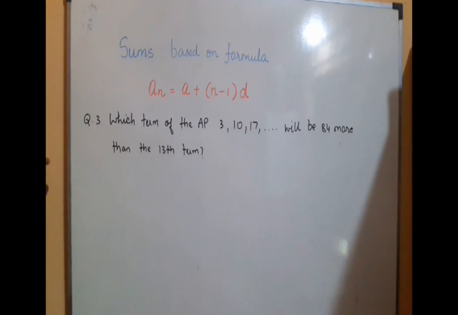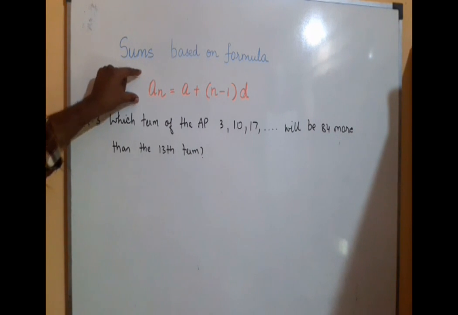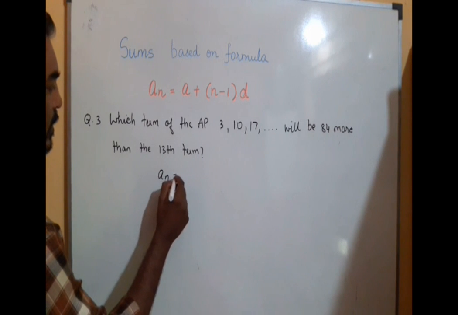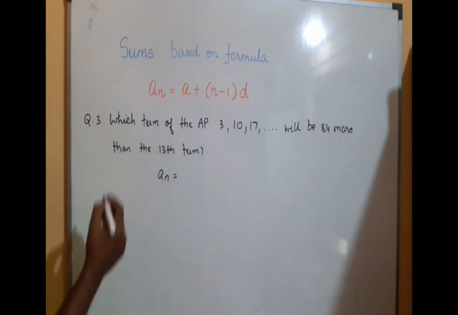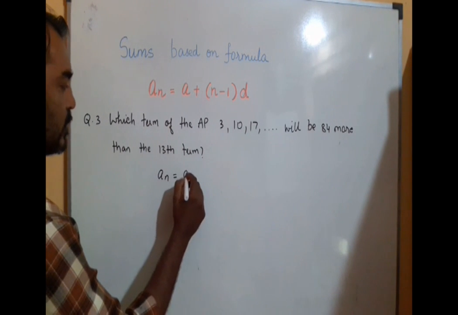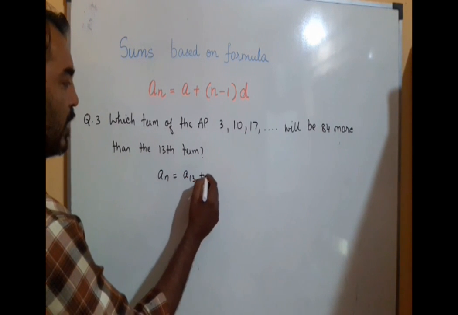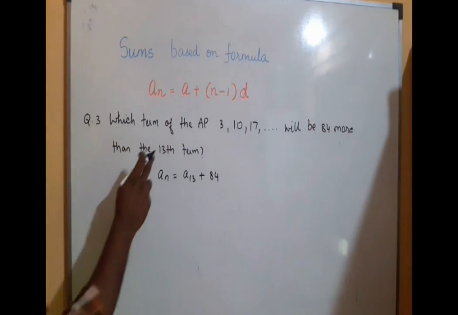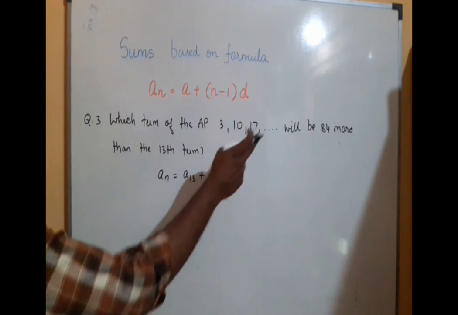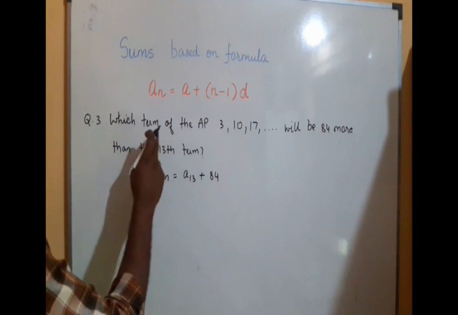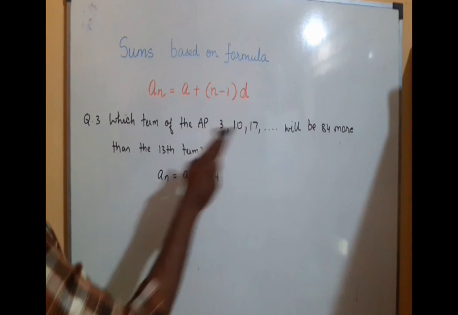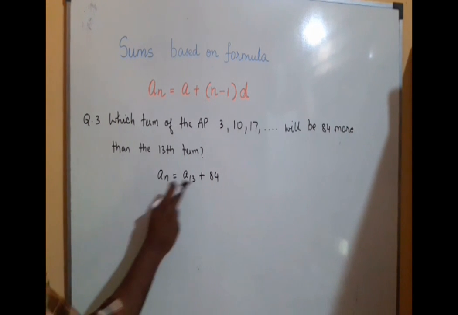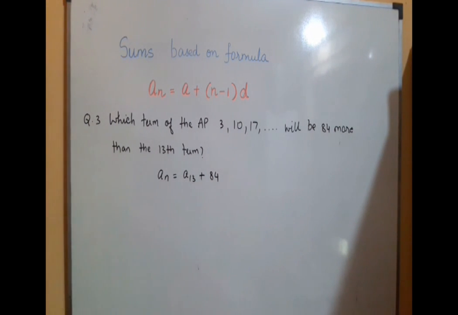Suppose the term which we have to find out is the an-th term. So we are given the term an is 84 more than the 13th term. So we take the 13th term and add 84 to it. So what have we done? We have taken the 13th term and added 84 to it because we want to find the term which is 84 more than the 13th term. We are supposed to find this term which is 84 more than the 13th term.